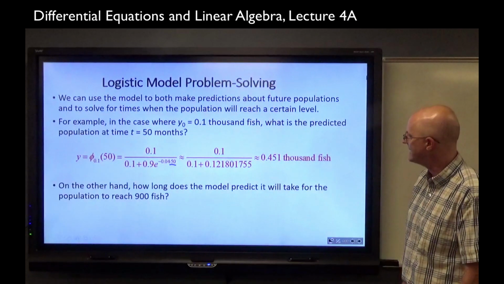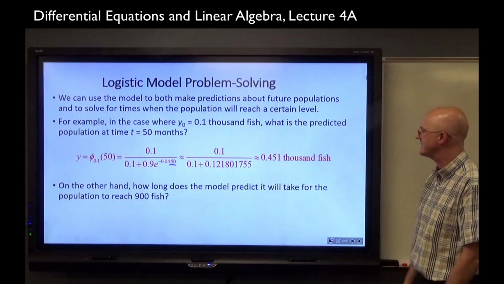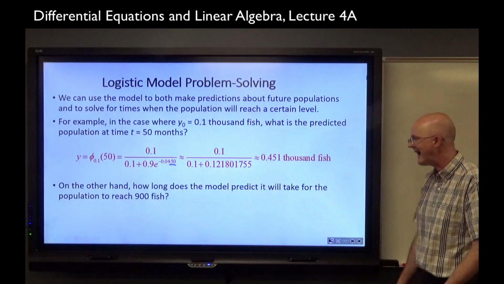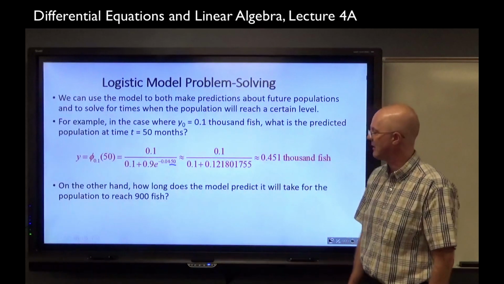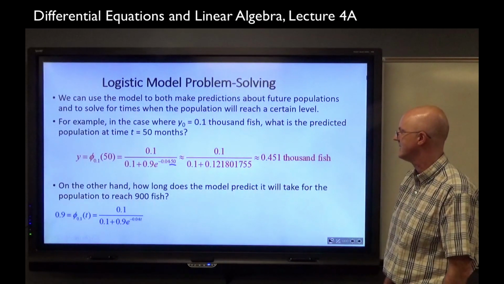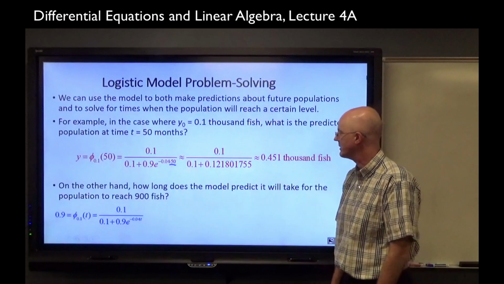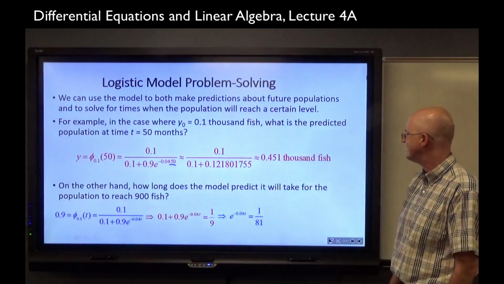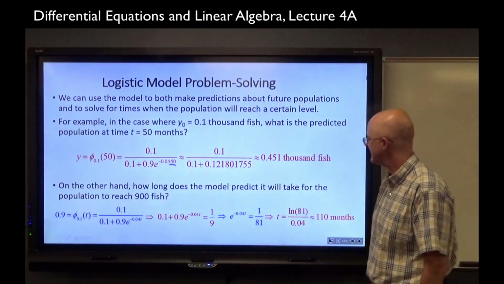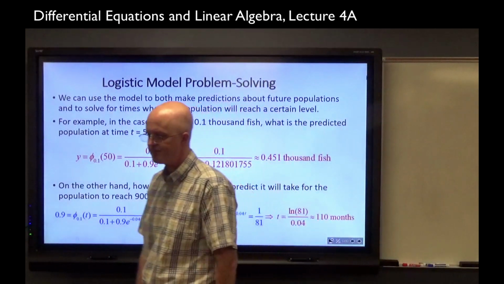On the other hand, how long does it take for you to get to 900 fish, which would be 0.9 thousand? Set the function equal to 0.9 and solve for t. Here are the details. It's an exponential equation. You can solve for t ultimately with logarithms after you've done some algebra. These are the steps. And this is telling you it's going to take about 110 months.